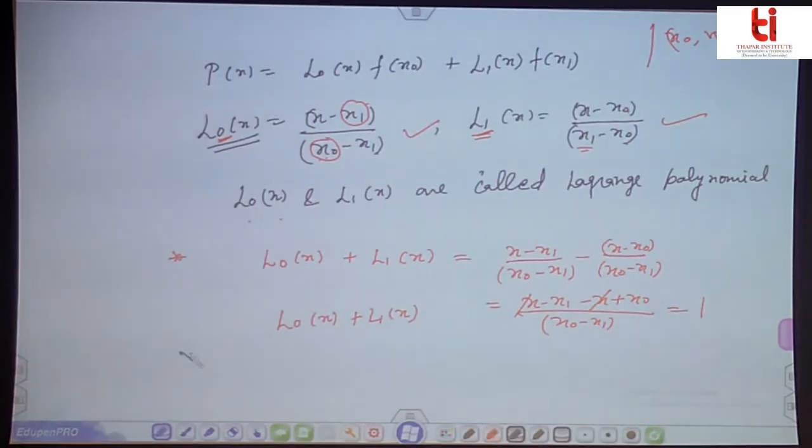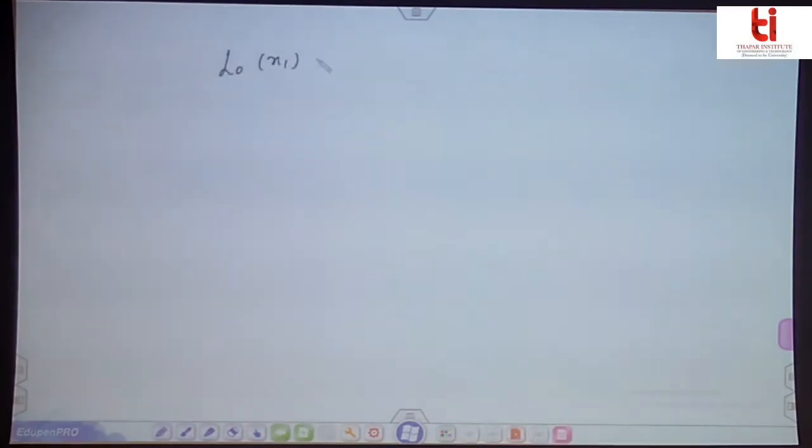Now the second property, L0 xi is equal to what? L0 xi means, suppose x0. X we will put as x0. So this is your L0x, so it is coming out to be x0 minus x1 upon x0 minus x1. The value is coming out to be 1. Now compute L0 x1. L0 x1 is what? x1 minus x1 upon x0 minus x1. The value is coming out to be 0. Similarly, L1 x0 is coming out to be 0 and L1 x1 is coming out to be 1.